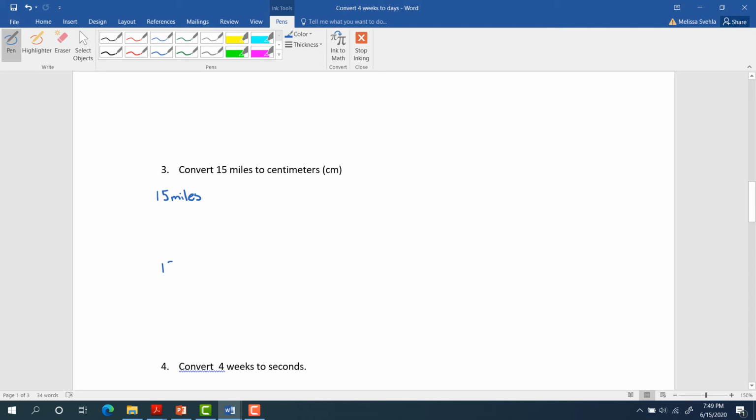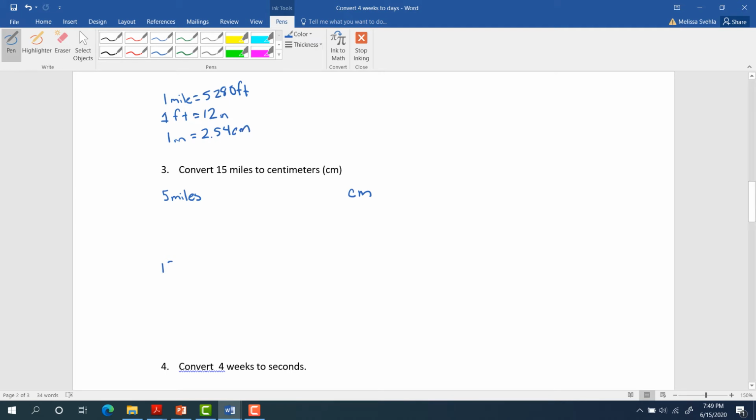The idea is I want centimeters at the very end. But I do know the following: 1 mile is equal to 5,280 feet. 1 foot is equal to 12 inches, and 1 inch is equal to approximately 2.54 centimeters.